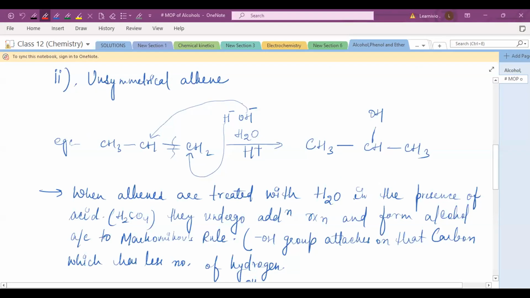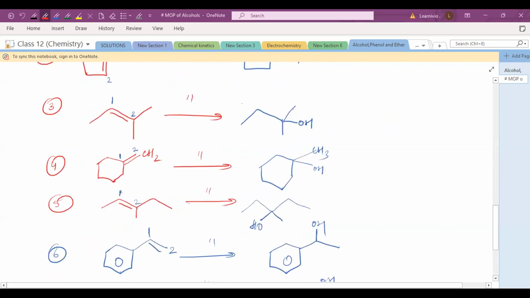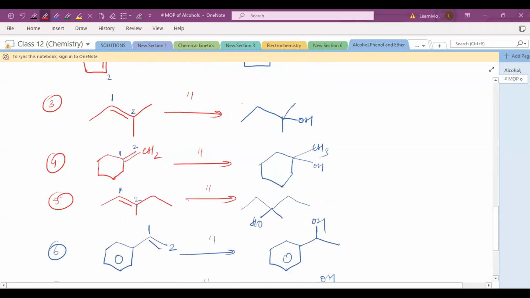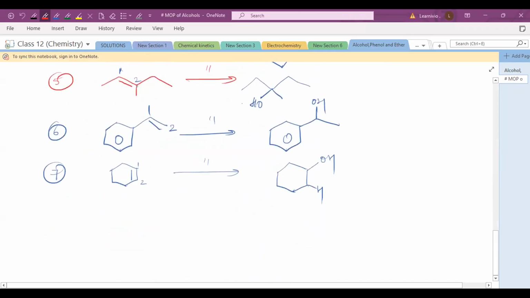Markovnikov rule आपको apply करना है. Hydroxyl group attached on that carbon which has less number of hydrogen. Just remember that, in unsymmetric type of alkene. Okay, so we were discussing the questions. I think this topic is clear now.